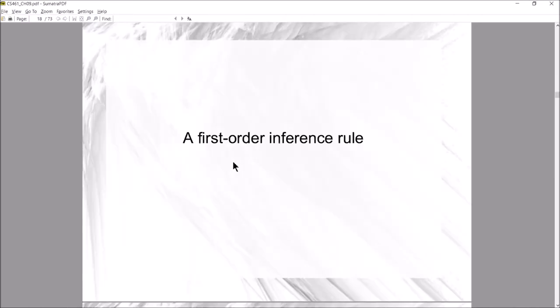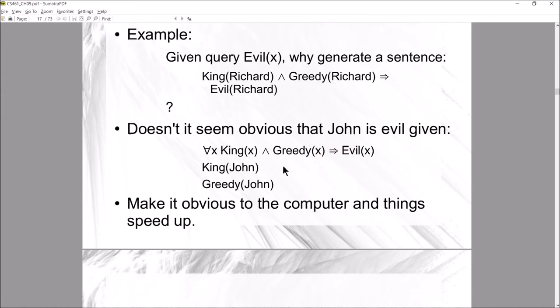So let's go back up here. Right. So we found a substitution, okay? And the substitution was John, right? And if we substitute John in for X for this conjunct right here, that's equivalent to a sentence that's already in the knowledge base, right?